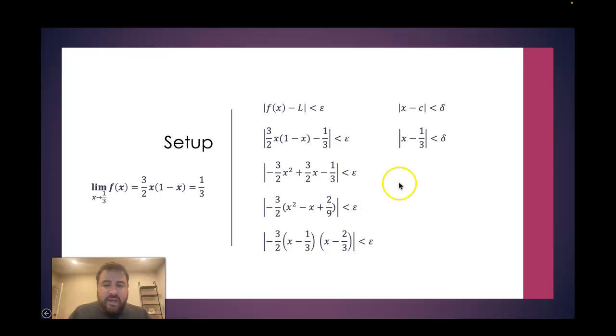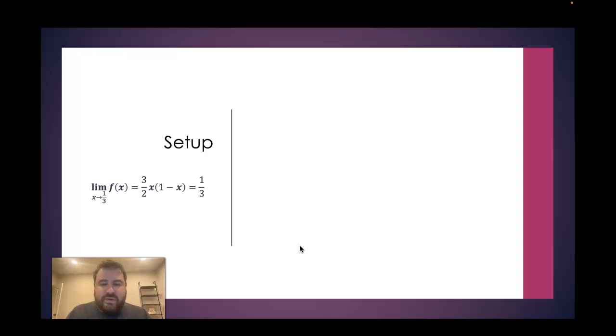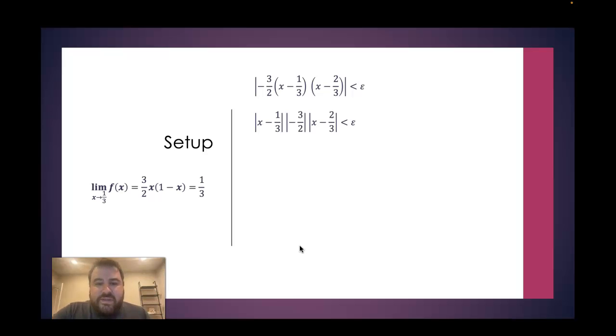And as you can see, this expression for delta has already shown up, that x minus 1/3. So definitely made some headway there. We still have a little more work to do. Here's our limit, just so we don't forget. And what we need to do first is to divvy up the absolute value. So we can use the property of absolute values to say that the absolute value of x minus 1/3 times the absolute value of negative 3 over 2 times the absolute value of x minus 2/3 is less than epsilon, is equivalent to that top one.